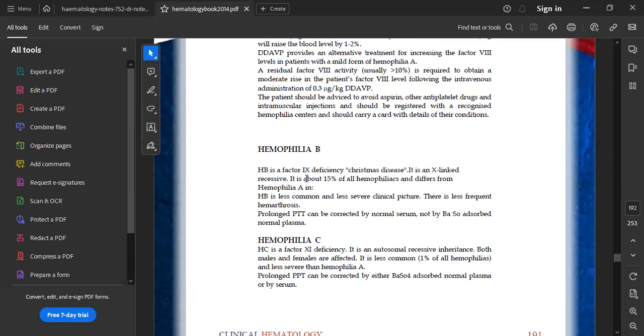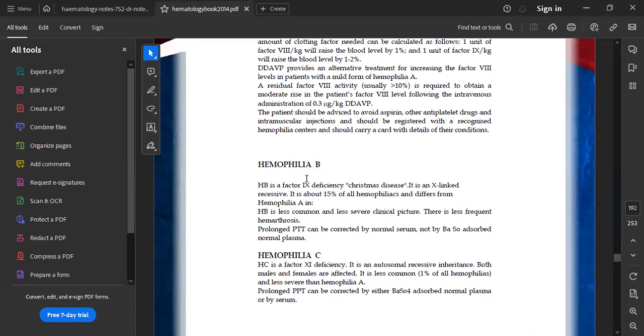These factors are quite expensive, and are manufactured by recombinant techniques, and then you supplement them by introducing them to the patient. But I've seen even desmopressin can also be used as an alternative to help increase factor 8 in patients who have a mild form of hemophilia A.